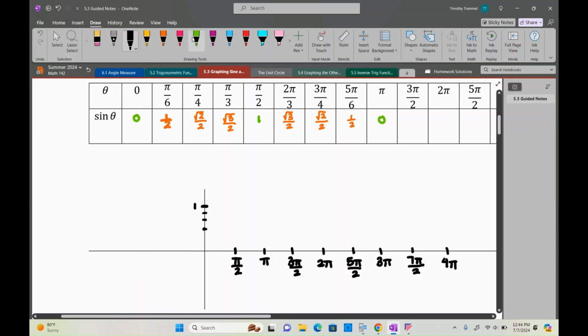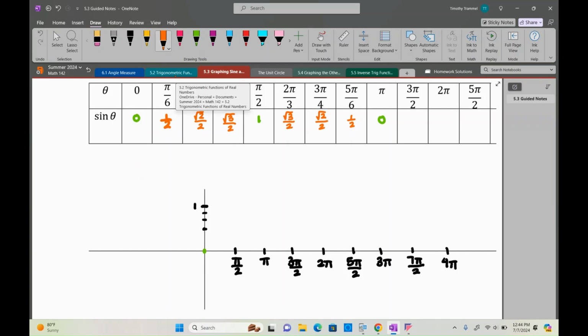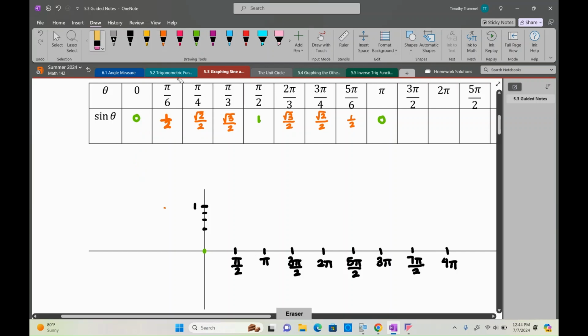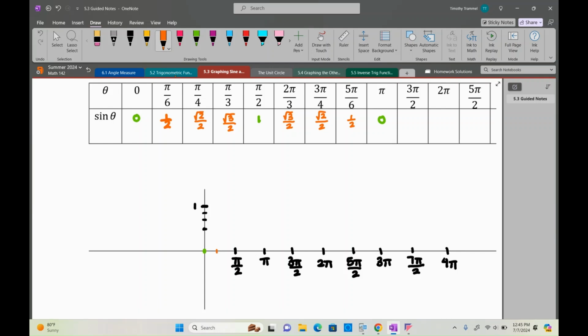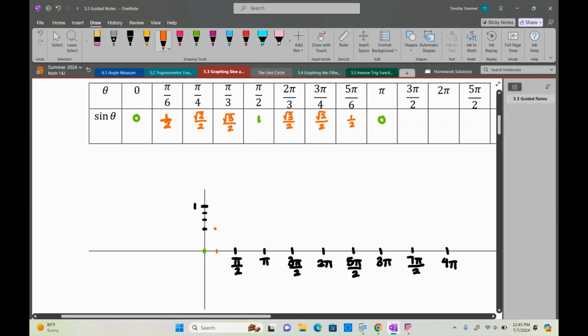Okay. So the first point here is 0 comma 0. So it's right here. All right. And then the next one that we have is at pi over 6. Pi over 6 is actually a third of pi over 2. So I want to be somewhere in here. Approximately there. But I want my y value to be a half here. There we go.